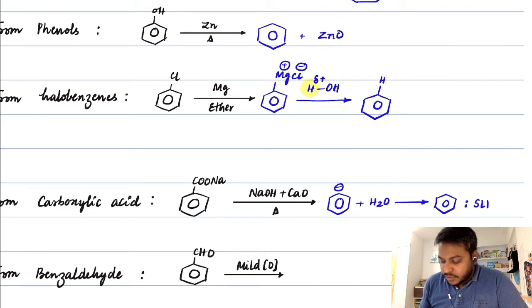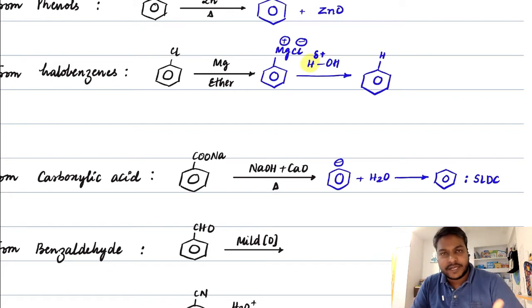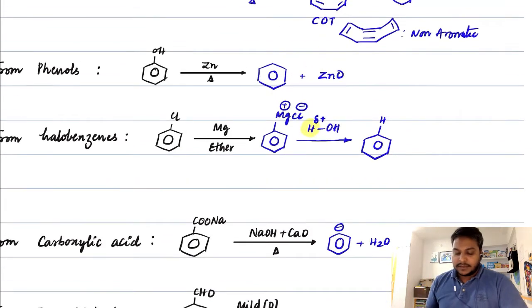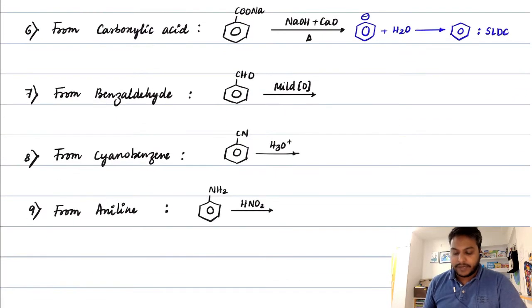And this is called soda lime decarboxylation reaction, SLDC. We have studied this before in alkanes. So this is the way to prepare benzene from carboxylic acids or its derivatives. Next, you can see preparation from benzaldehyde.